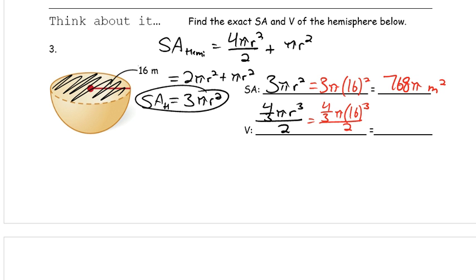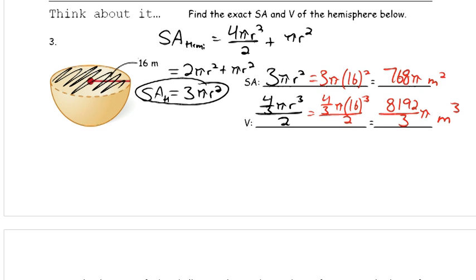So I'm going to leave this as a fraction: 8,192 over 3 pi meters cubed. Not the prettiest looking answer, but that's how we keep it. 16 cubed times 4/3, all divided by 2. Okay? If you don't have fraction capability on your calculator, you're going to have to do top first, then bottom, and reduce as you go.